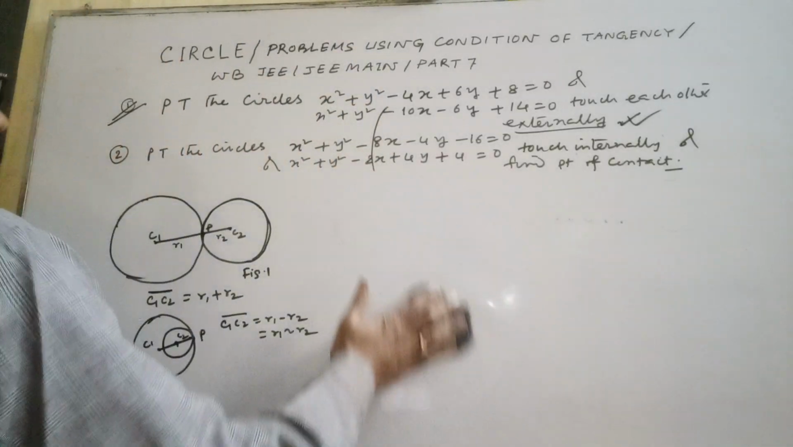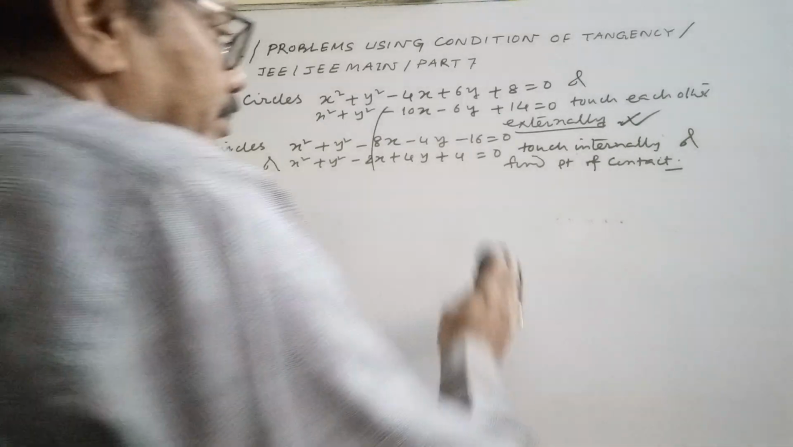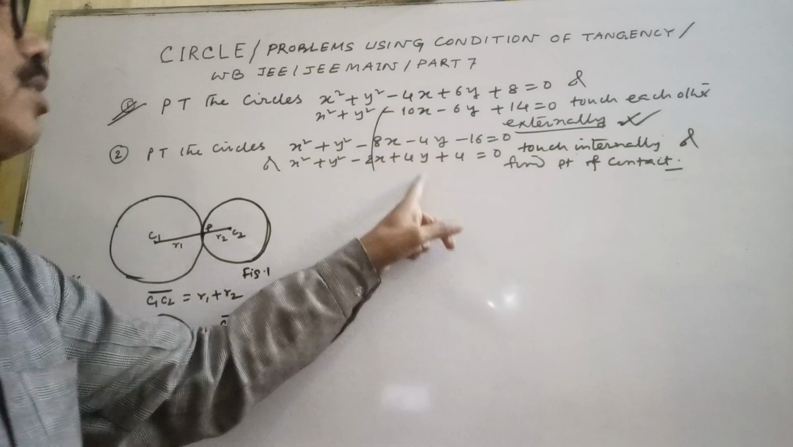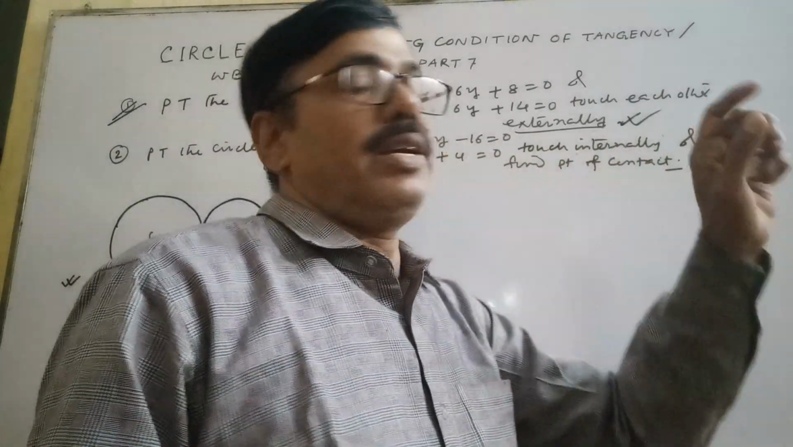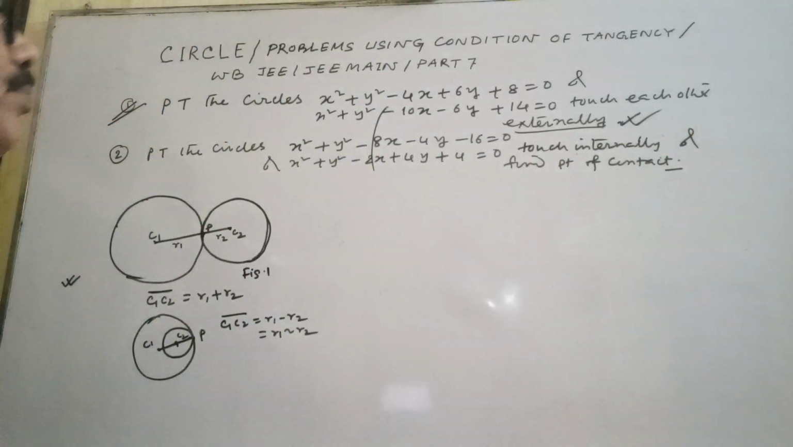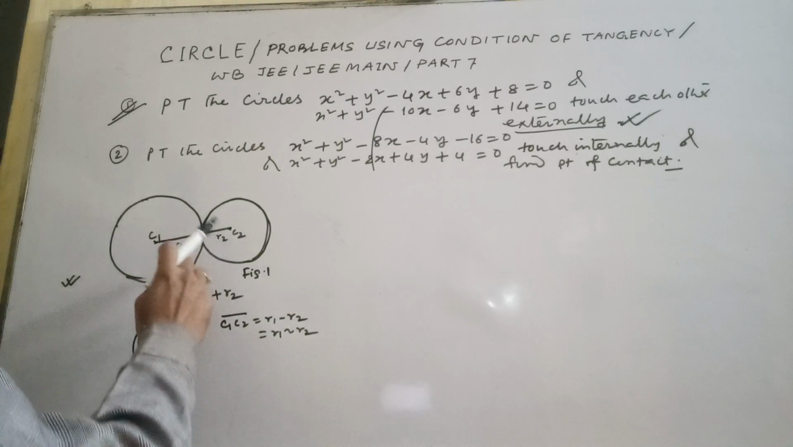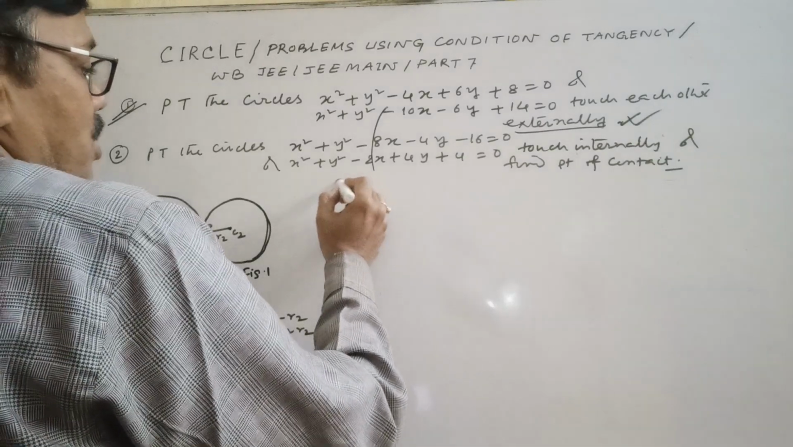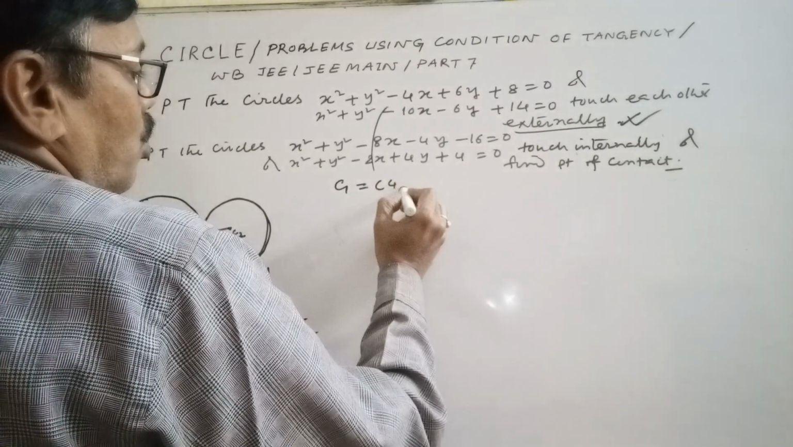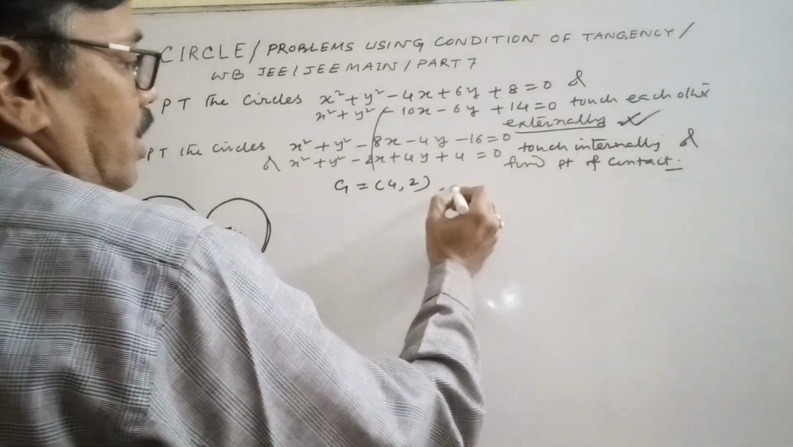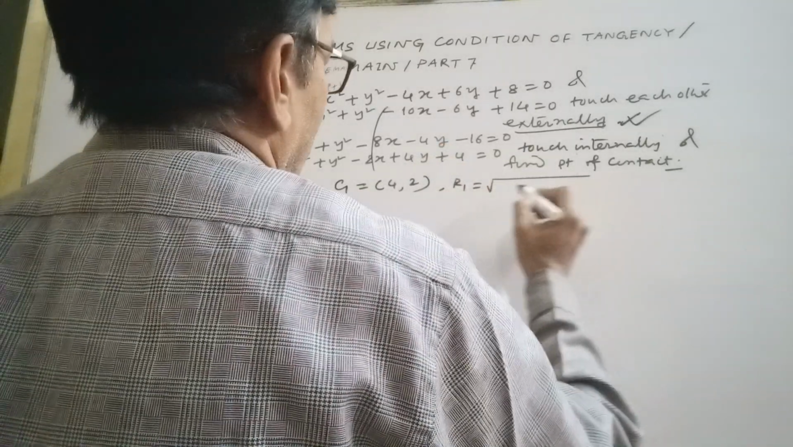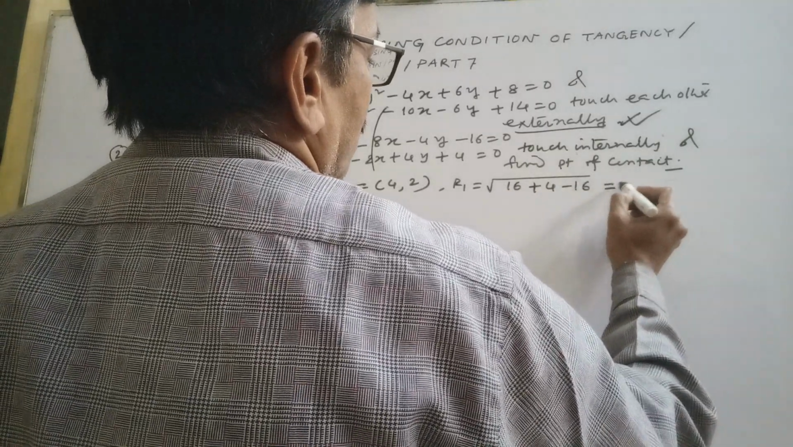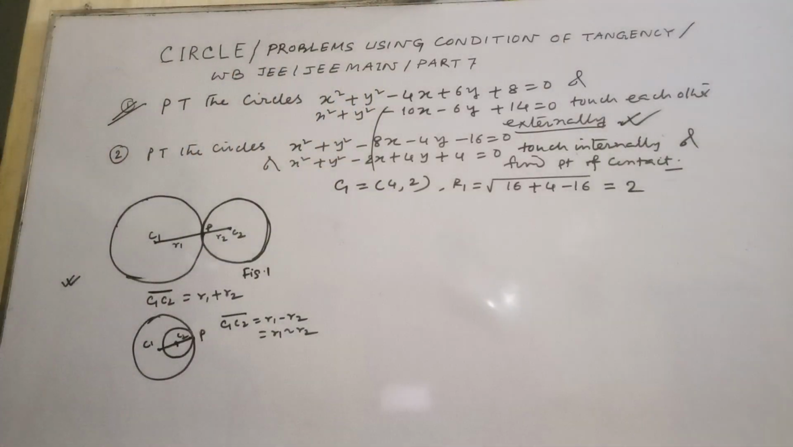Examination. So prove that the circles this and this touch internally and find the point of contact. Find also the point of contact, that is the coordinate of P. So what is C1? C1 is 4, 2. And what is R1? Radius, g square, 16 plus 4 minus 16. So this is 2. R1 is 2.